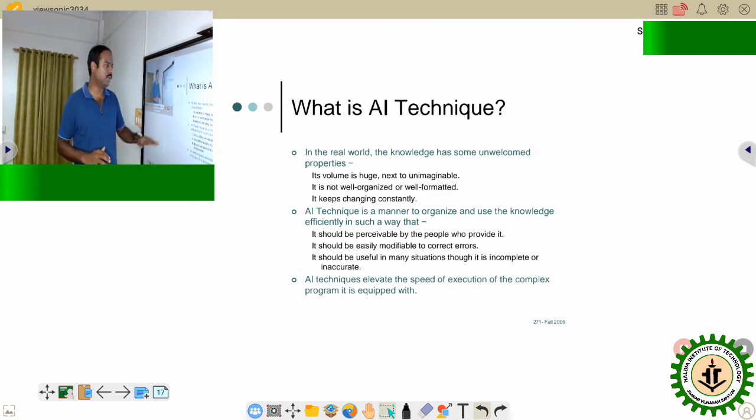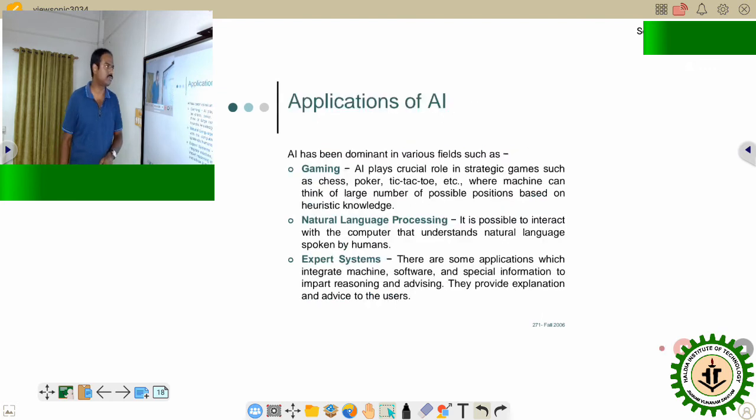Now, an AI technique is a manner to organize and use knowledge efficiently, in such a way that it is perceivable, easily modifiable, and useful in different situations. And there are different complex structures and complex applications that can be solved using AI techniques.